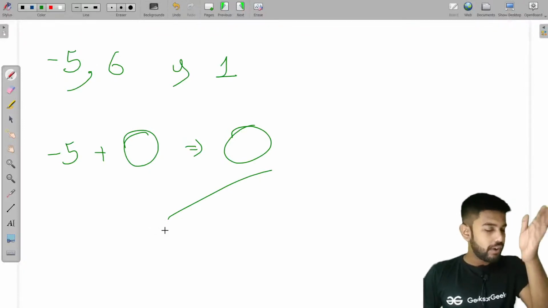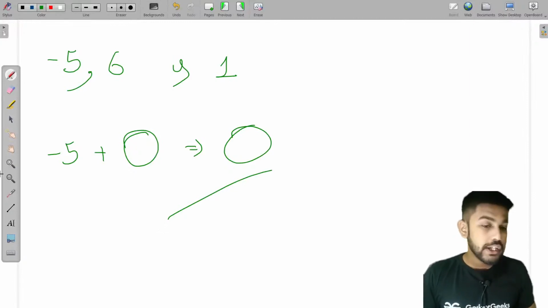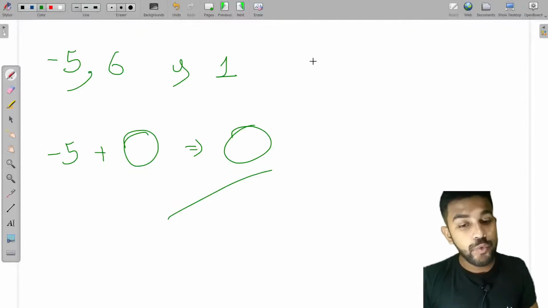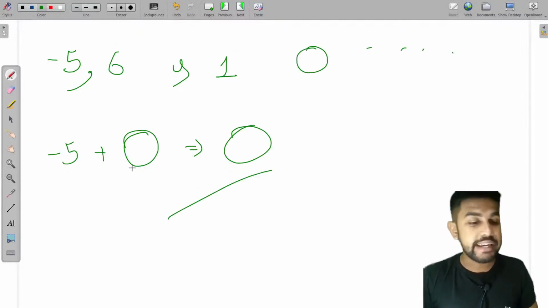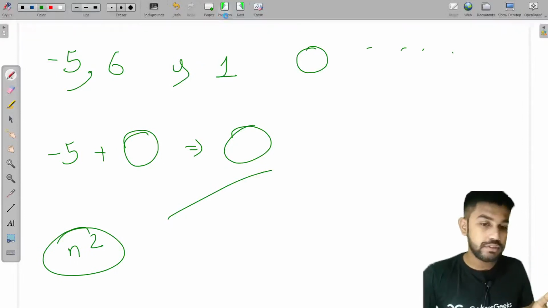Because we found a point, and the rest of the points would also be our answer. So we don't need to consider all the points every time. Why? Because if we start considering all the points every time, that would give us an n-square approach. We would be standing at a particular position.